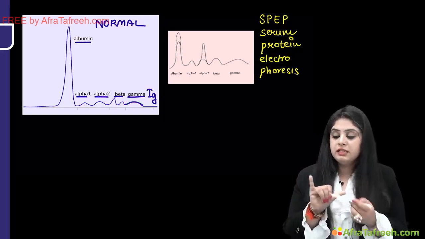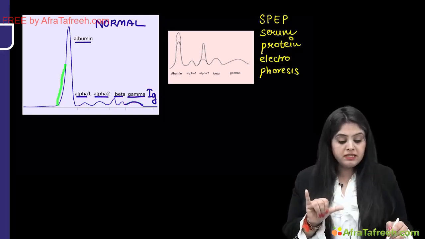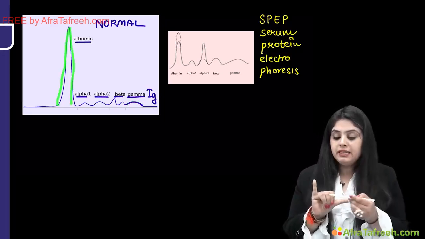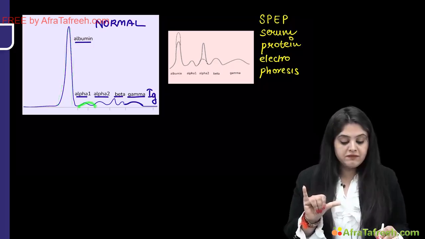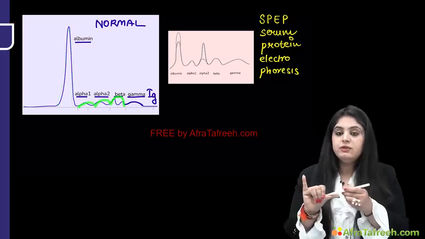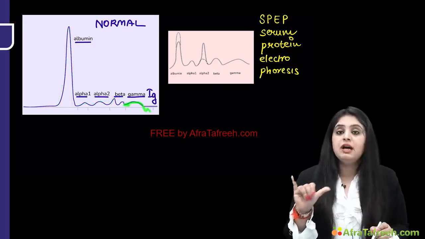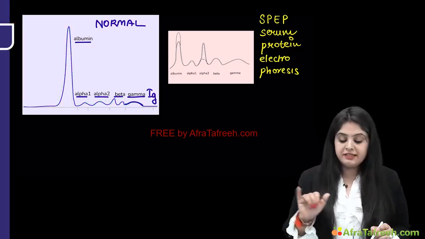That hill kind of a thing is going to be the gamma. So let's do a repeat. The tall peak that you have, that is going to be albumin. Then you have three fingers, they are going to be alpha-1, alpha-2 and beta. And then you have this small hill, and that is going to be gamma. So many people learn SPEP as their hand.